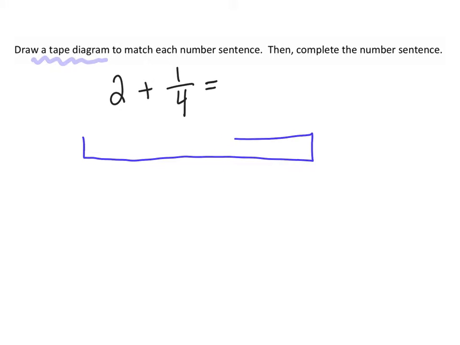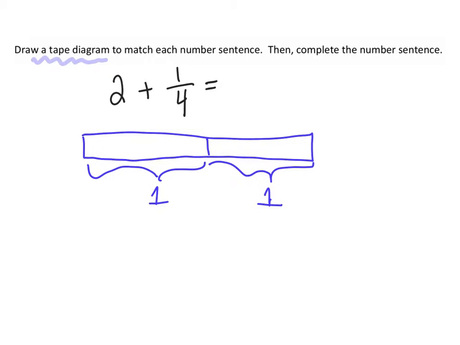Alright, so let's draw a tape diagram. And I am going to split this in half. So this represents 1 whole, and this represents 1 whole. So that shows me 2 wholes. Alright, so we're talking about fourths. What we're going to do is cut these 2 wholes into fourths. Now we have 2 wholes, which have been cut up into fourths, but we haven't taken anything away, so we have 2 complete wholes.